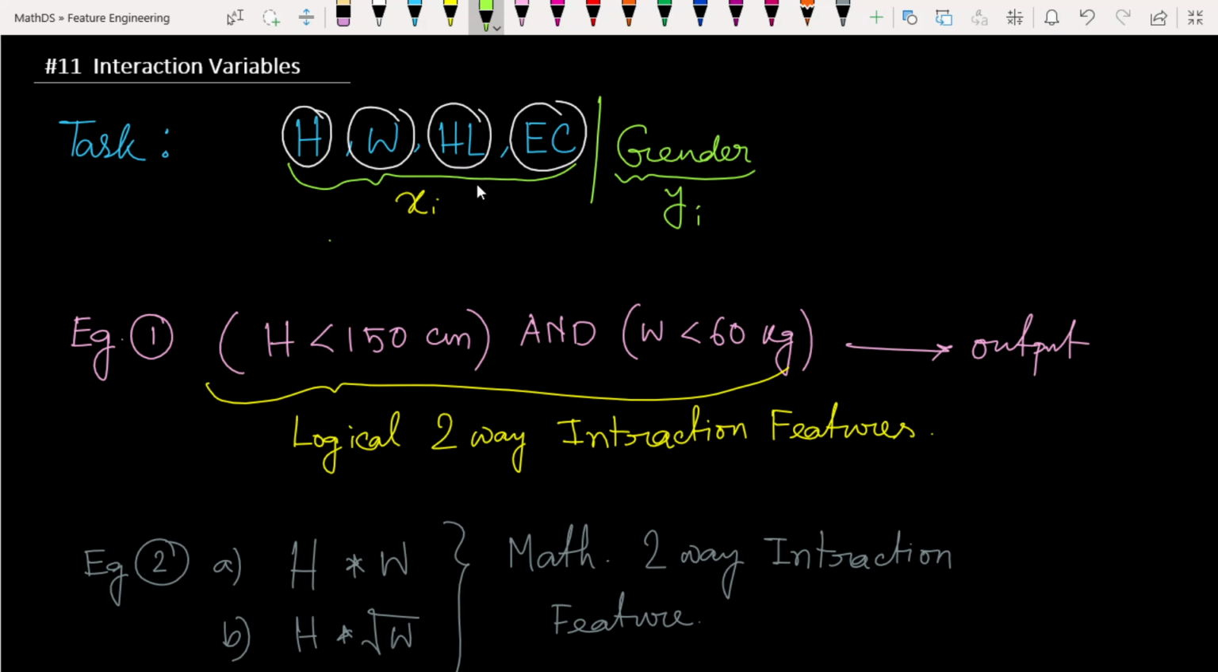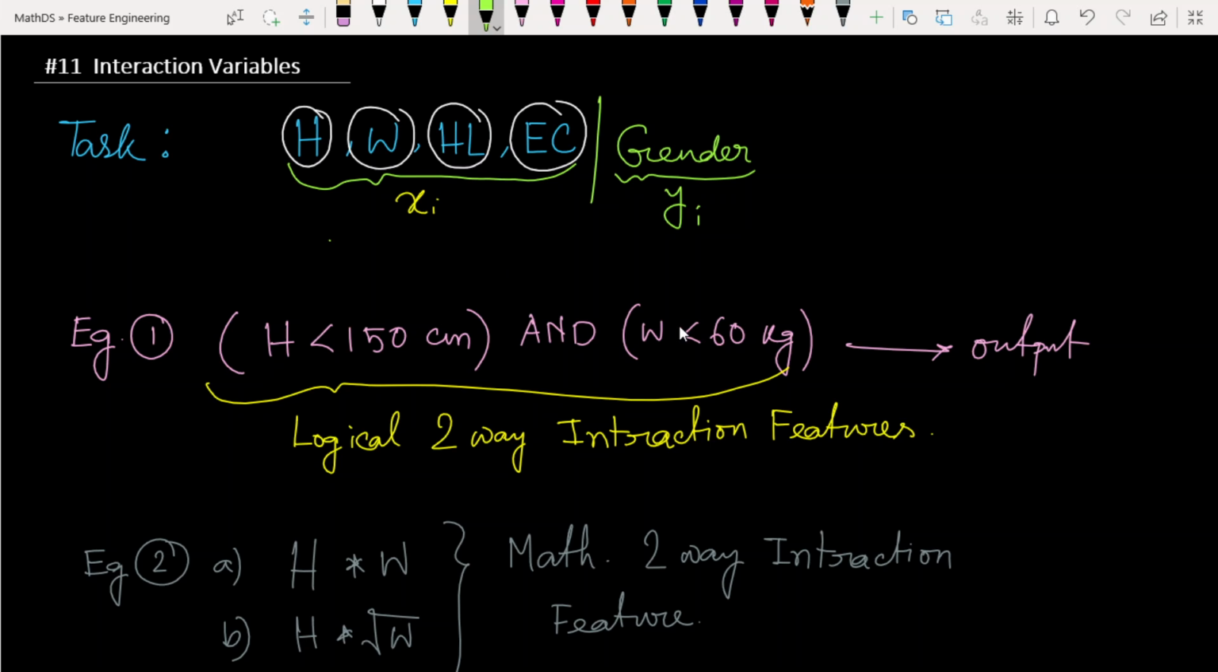These features, as we have seen in general, we call xi, and the corresponding output is the gender, that is y. So for the first example, suppose we have a specific problem, and based on this problem we need such a requirement: if our height is less than 150 centimeters and weight is less than 60 kgs. So these are interactions between two features.